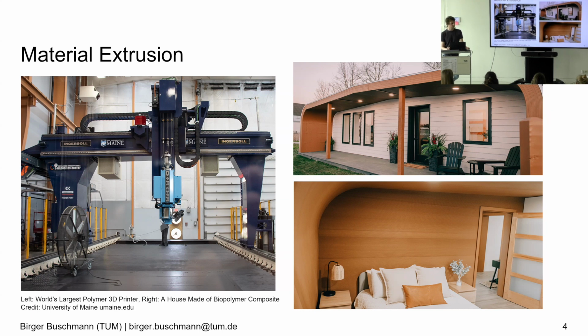While this process is usually used for smaller parts, you can also really upscale it, like the University of Maine did here with their huge printer. And they used the wood polymer composite to print the whole house. The drawback here is that obviously the polymer is not really economically feasible as a construction material. So this object here is more of a demonstrator object.